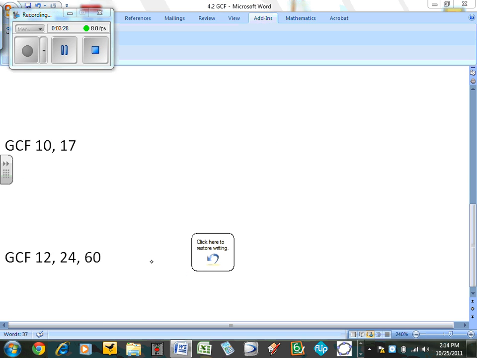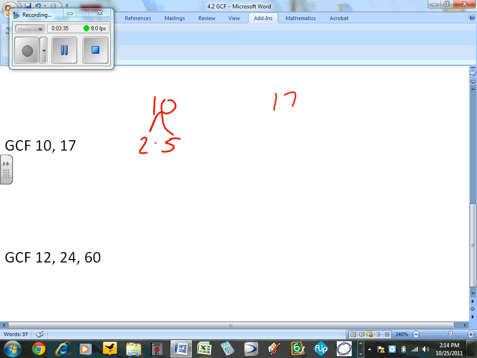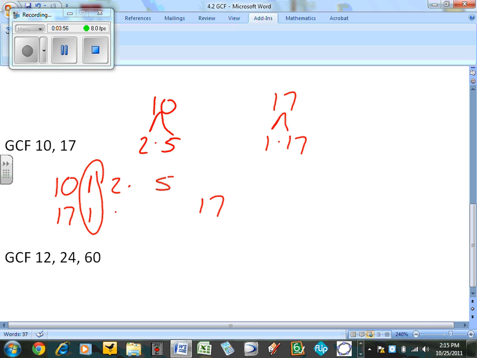Greatest common factor of 10 and 17: 10 is 2 and 5, both prime, so that's done. 17 is a prime number, so 1 and 17. If I were to write this out, I would have 2 times 5, and for 17, 1 times 17. Nothing fits except that 1 is also a factor of 10. There are no other columns that fit, so the greatest common factor between 10 and 17 is just 1.